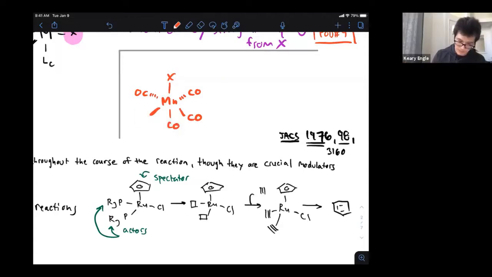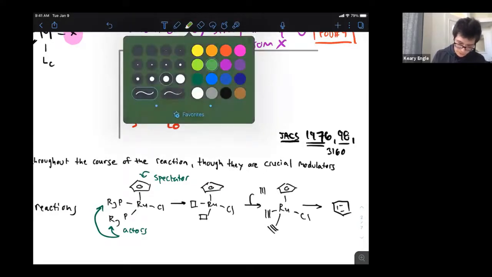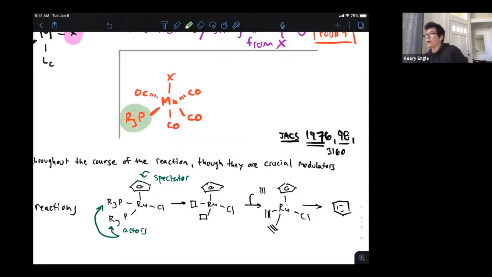And I can sometimes really make a mess of these pen tools. Okay. Okay, good. Are we aligned on part A?